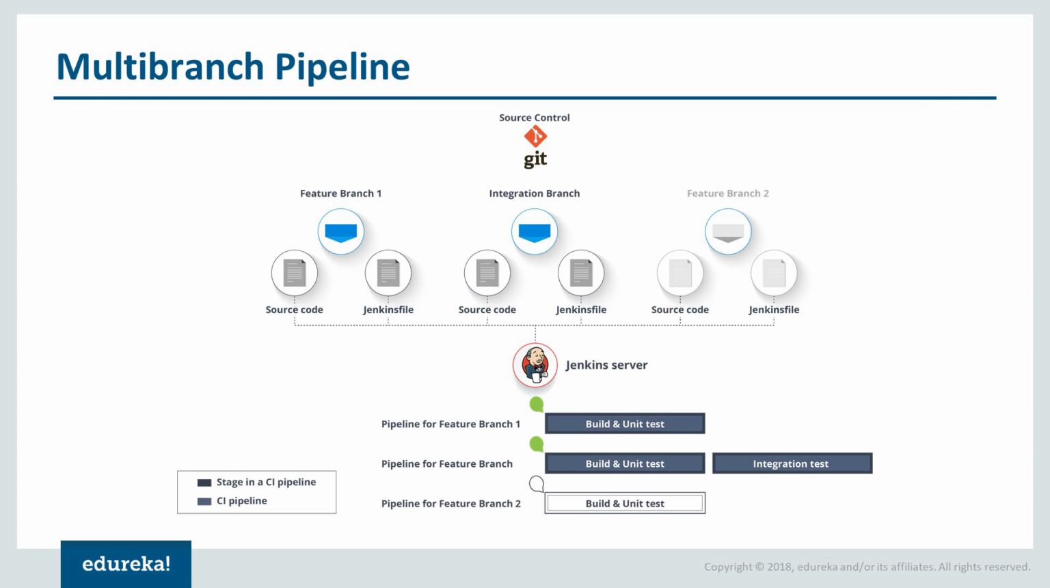So if we have the pictorial representation, this is how it is going to look. So at the top, you have a single source control repository with multiple branches. In this case, I have feature branch 1, integration branch, and feature branch 2. And the Jenkins file and the source code, we have different ones. Actually, Jenkins file is the same, but source code is different. And you have pipeline for feature branch 1, pipeline for integration branch, pipeline for feature branch 2. And at the end, if you see, the integration test is the same for all of them. However, the build and the unit test are different depending on which branch you are working on.